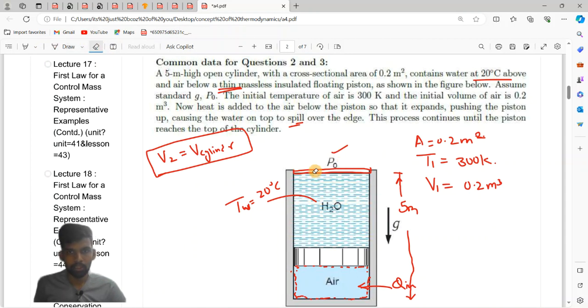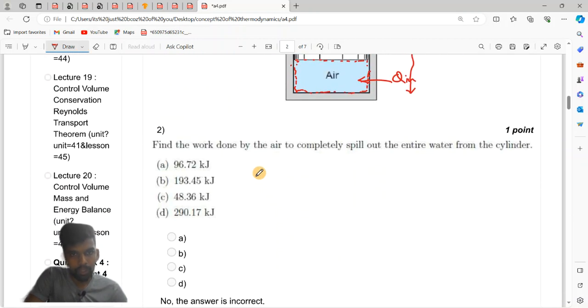So what they are asking us to calculate: we need to find the work done by the air to completely spill out the entire water from the cylinder. For that we need to calculate the pressure and volume, because we know that work done is nothing but integral PdV for the closed system. So we need to calculate the expression for pressure in terms of volume in order to get the work done by the air to completely spill out the entire water from the cylinder.